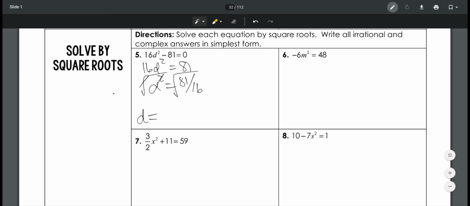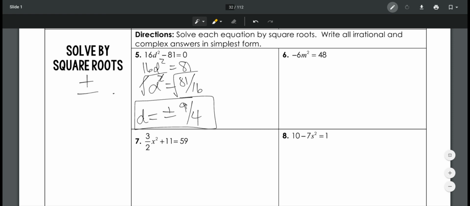Now, when I do this, the square root property always involves a plus or minus. So I'm going to put a plus or minus on the right-hand side, and then I'm going to simplify the radical. Well, 81 and 16 are perfect square numbers, so that reduces to 9 over 4. So my two answers for this particular problem are d equals plus or minus 9/4. Now, as always, you can plug those in and check both of those answers in the original equation to verify and validate that your answers are correct.